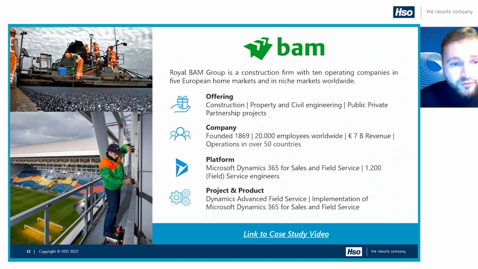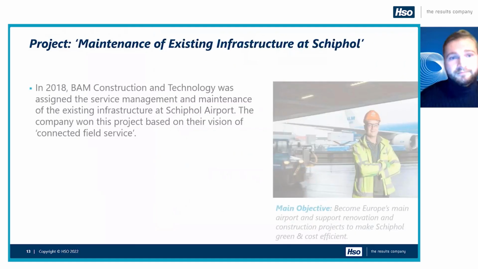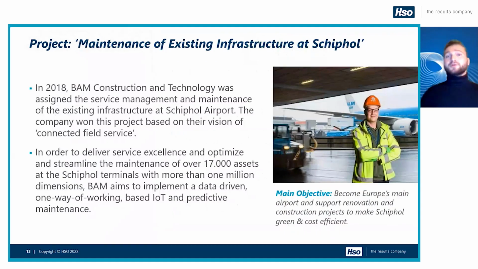And Royal BAM Group actually maintains a lot of hyperscale facilities. You see a stadium, which is the Johan Cruijff Arena, the Ajax Amsterdam soccer stadium. But BAM also maintains Schiphol Airport, and BAM is also responsible for the Museum of the Future in Dubai. In 2018, actually, BAM got the contract to maintain Schiphol Airport and also to maintain all of the 17,000 assets that are across all of the terminals. So think of lifts, toilets, everything that goes beyond that. And that was quite of a challenge.